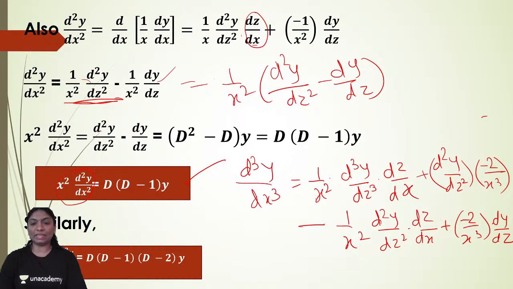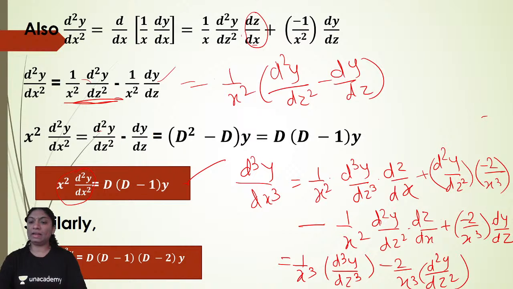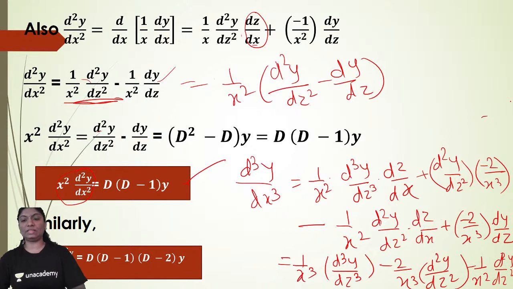So this 1 upon x and this 1 upon x square becomes 1 upon x cube into d cube y upon dz cube, plus minus 2 by x cube into d2y by dz square. And this minus 1 upon x square into dz by dx again becomes 1 upon x. So this will be minus 1 upon x cube into d square y upon dz square and minus 2 by x cube into dy by dz.